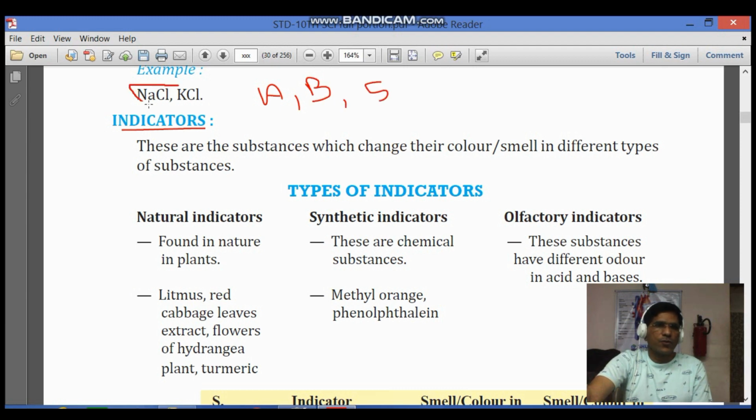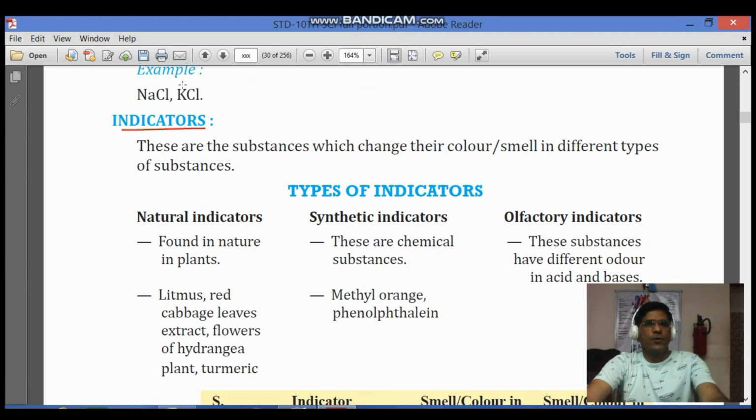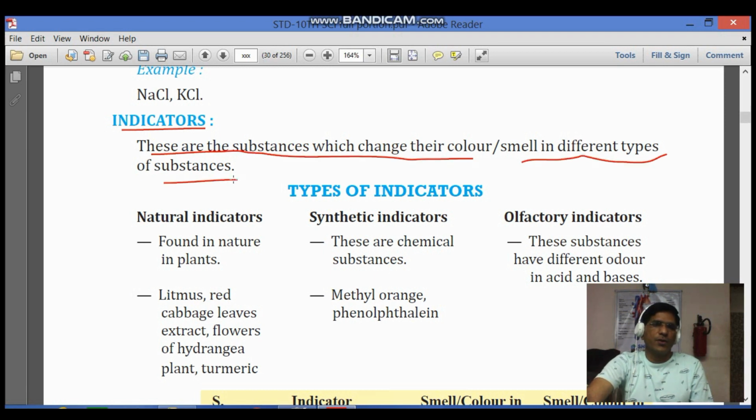Examples of salt are sodium chloride and potassium chloride. These are all examples. Today I want to start with the indicator. What is the meaning of indicator? It is a type of substance which changes its color or smell in different types of solution.